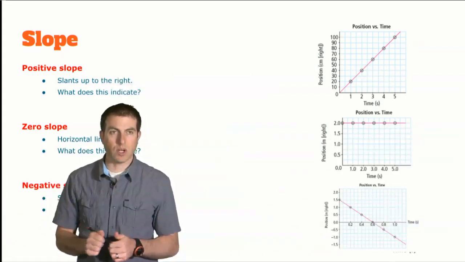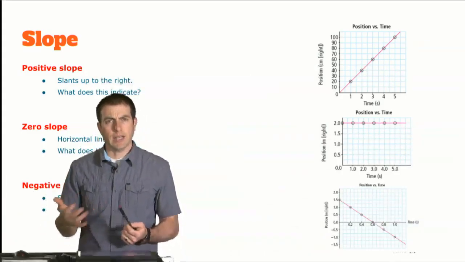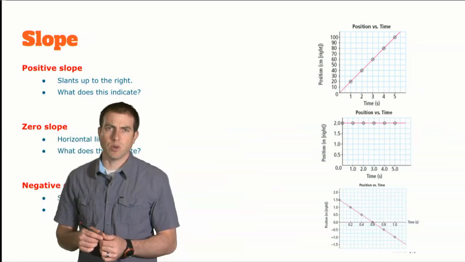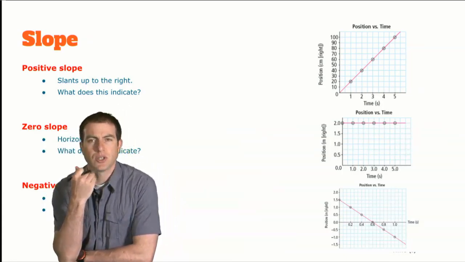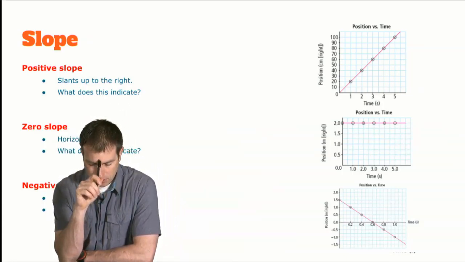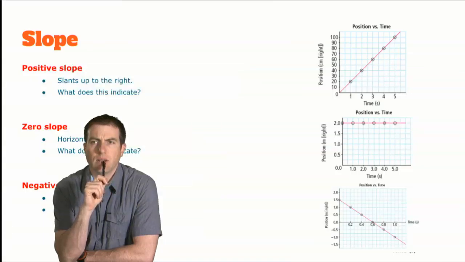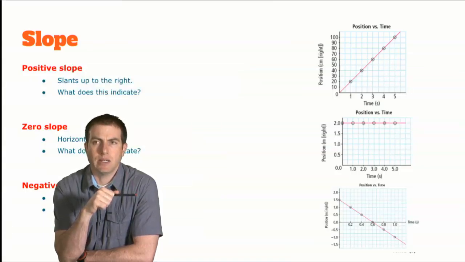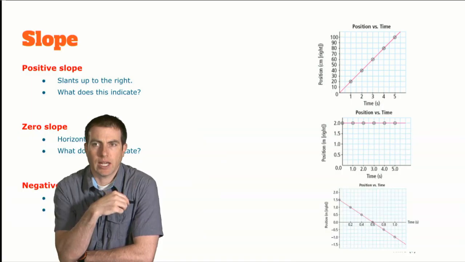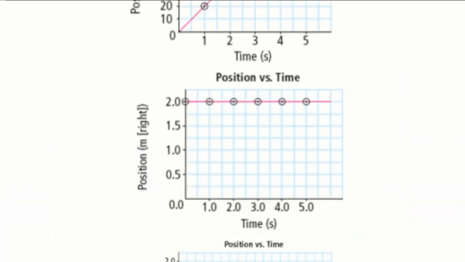How about the horizontal line, or 0 slope? Again, if you were to describe what was going on here, how would you describe what was happening to somebody? The second graph, horizontal line, what does that mean? What is the object actually doing? And think about it in the same way I just looked at the other one.